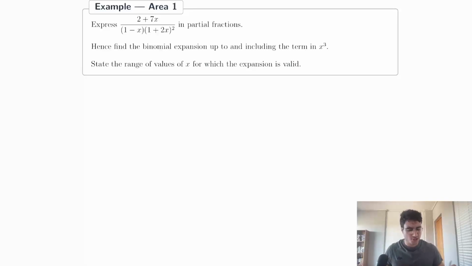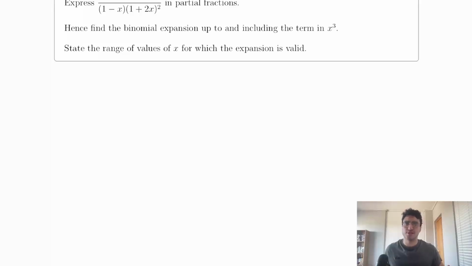Alright guys, so for our first example here, what we have is 2 plus 7x, okay, over 1 minus x times 1 plus 2x squared, okay. And it tells us to express this in partial fractions. And we're also told to find the binomial expansion up to and including the term x cubed, okay. And then obviously state the values of x for which it is valid. Now, as you can see, this is a classic scenario where we are mixing two seemingly unrelated areas together, okay? And this is something that can trip people up.